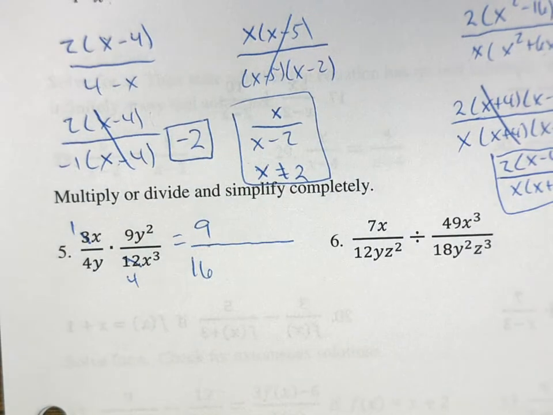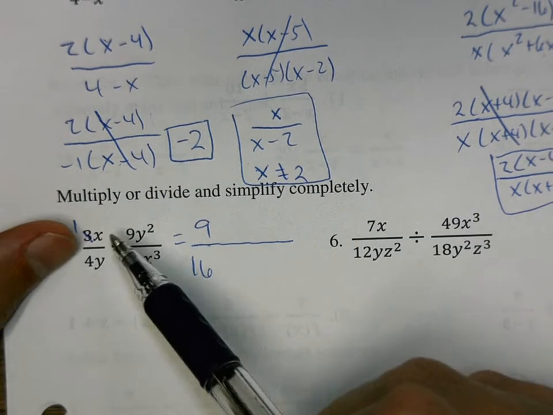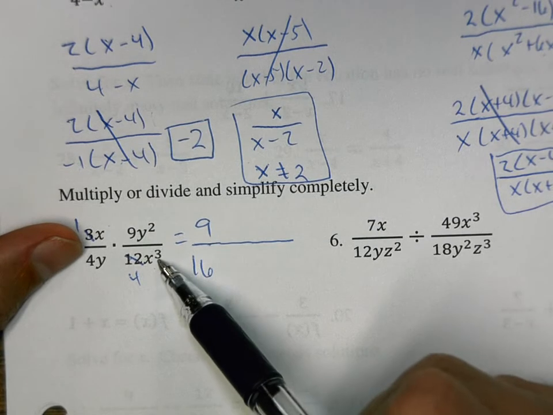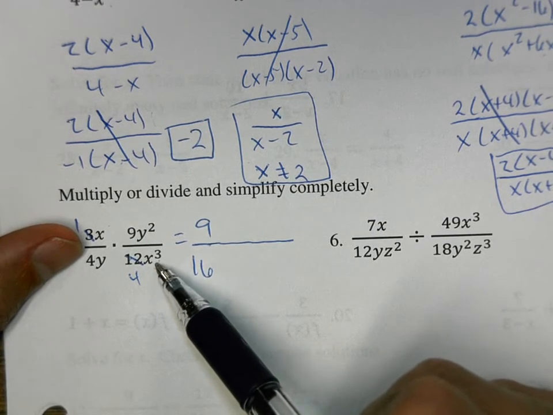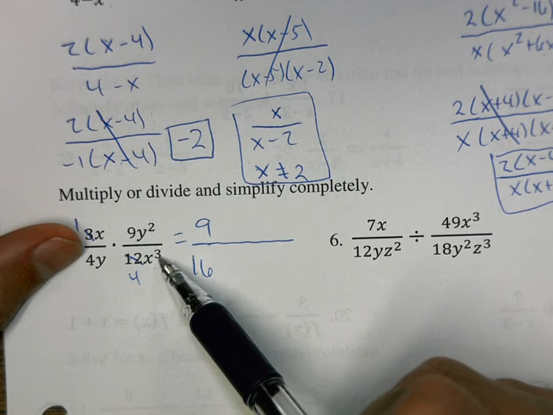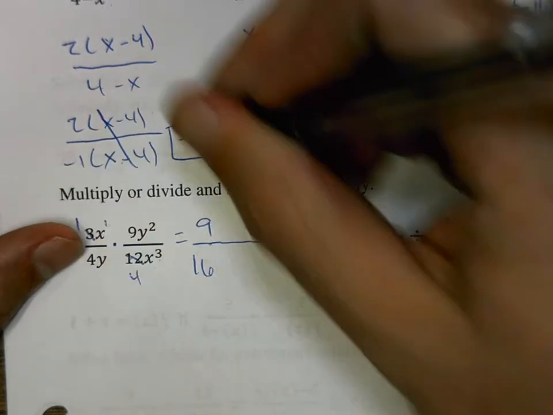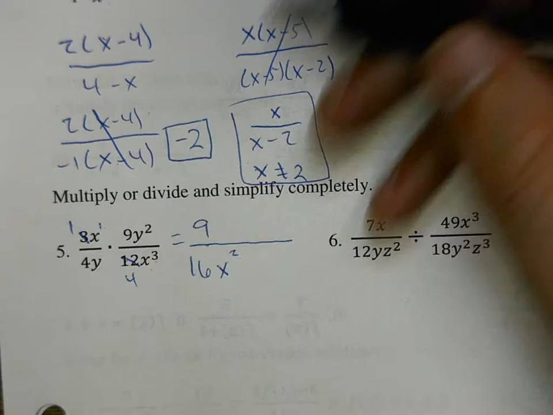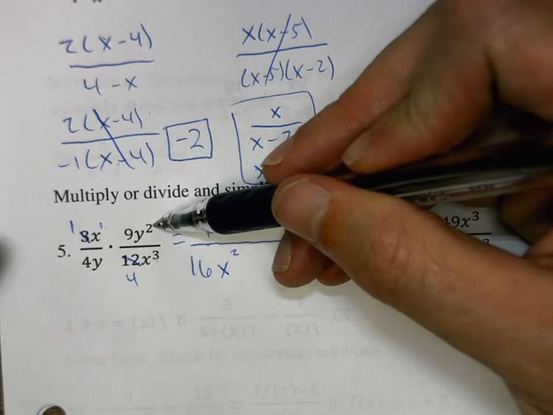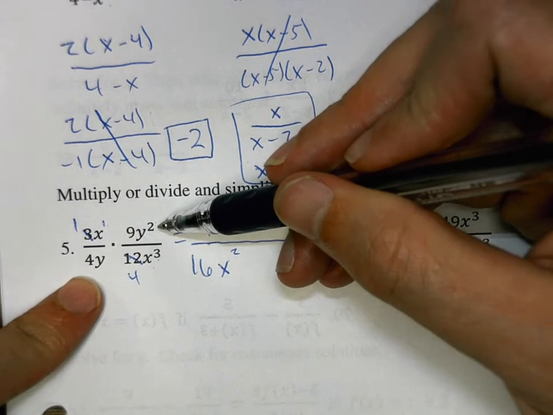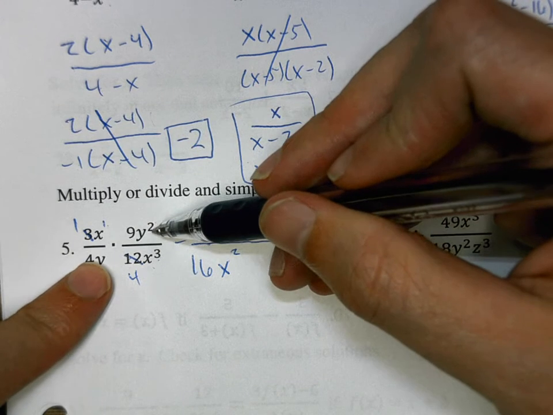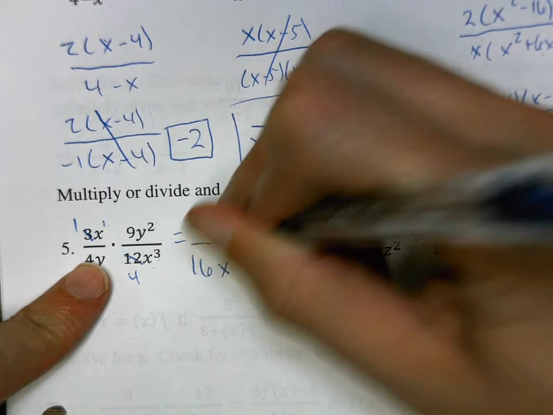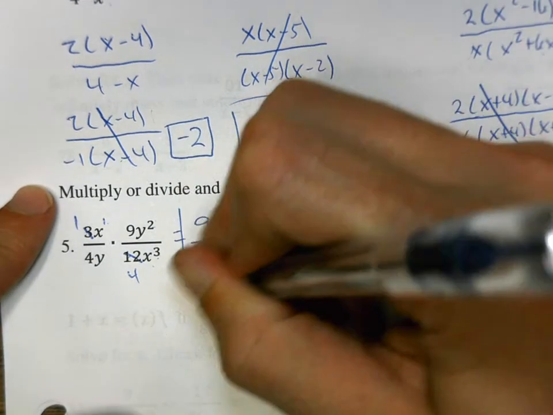And now we start getting rid of variables. This is x to the first power and x to the third power. So since this exponent's bigger, your final x is going to be in the denominator. And 3 minus 1 is 2, so that's going to leave you with x squared. And since there's more y's in the numerator than there are in the denominator, 2 minus 1 is 1, and it ends up in the numerator. And that's our final answer.